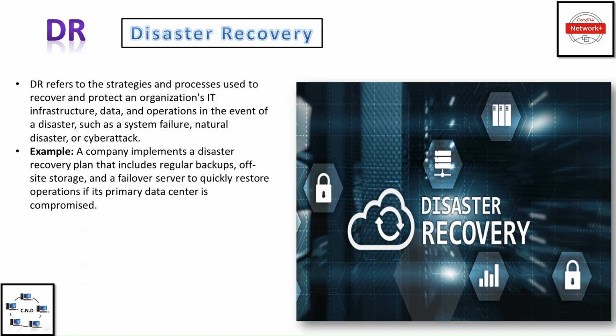DR, that is disaster recovery. So DR refers to the strategies and processes used to recover and protect an organization's IT infrastructure, data, and operations in the event of a disaster, such as a system failure, natural disaster, or cyber attack. For example, a company implements a disaster recovery plan that includes regular backups, off-site storage, and failover servers to quickly restore operations if its primary data center is compromised.